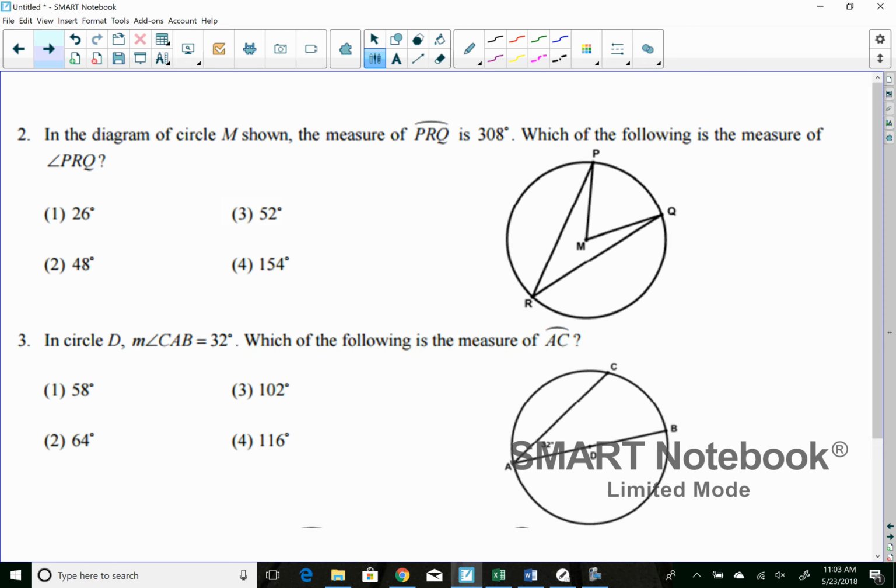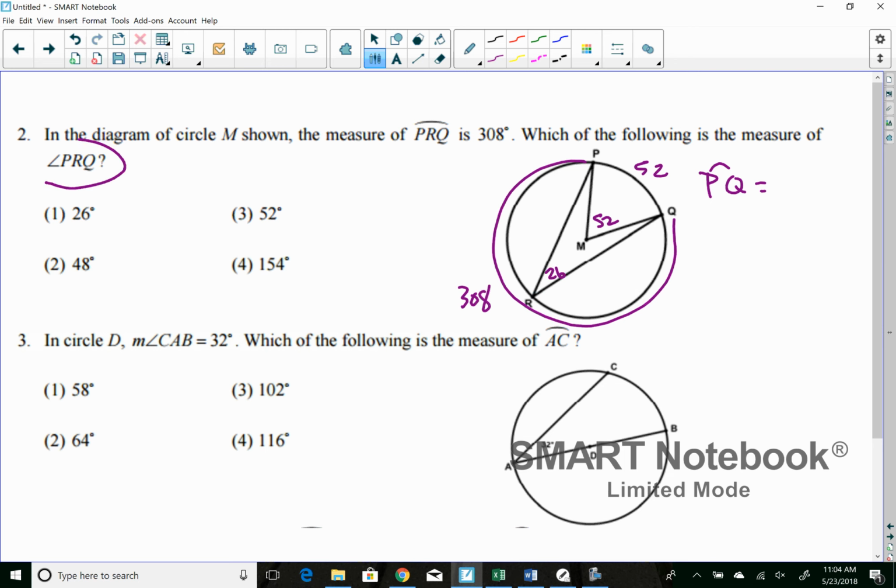On the next page, we have a couple multiple choice questions. The first one says that arc PRQ is 308. So the entire arc in this direction is 308. Meaning the remaining arc, just P to Q, is going to be 360 minus 308, which is 52 degrees. Which means angle PMQ is 52 degrees, and angle PRQ is 26 degrees.